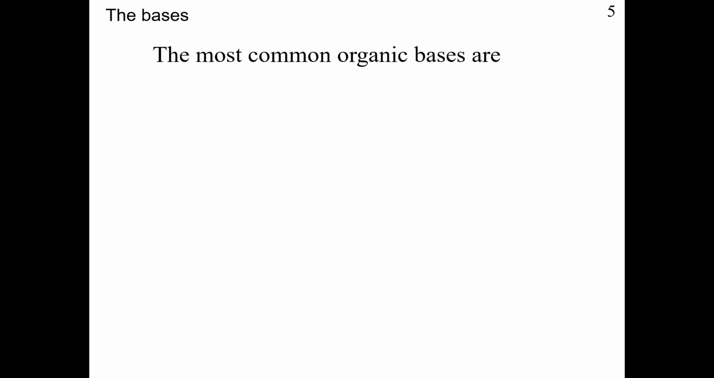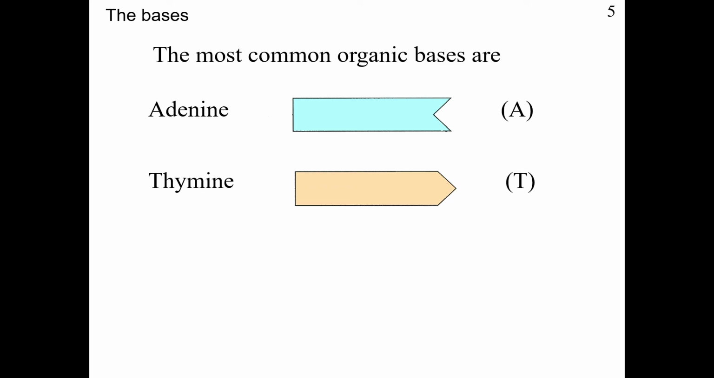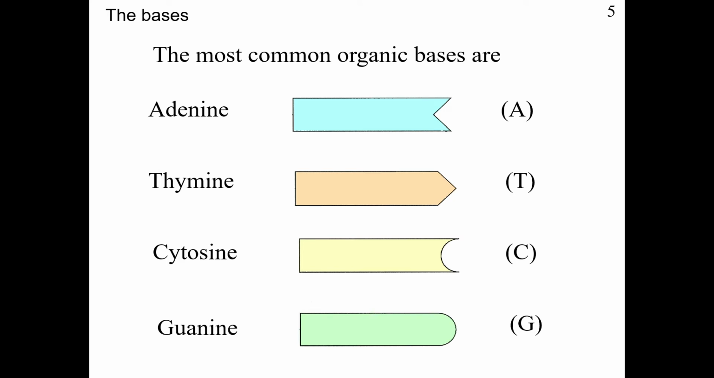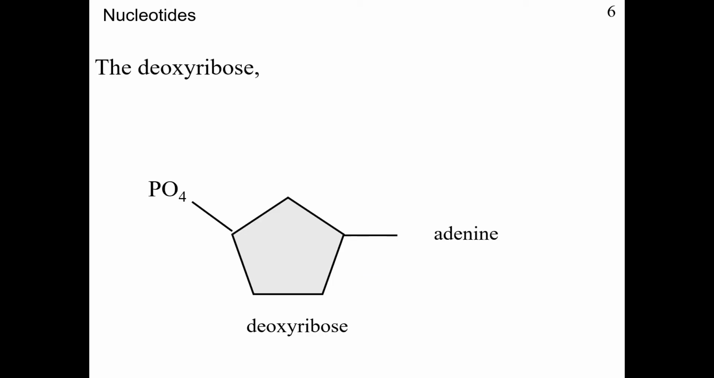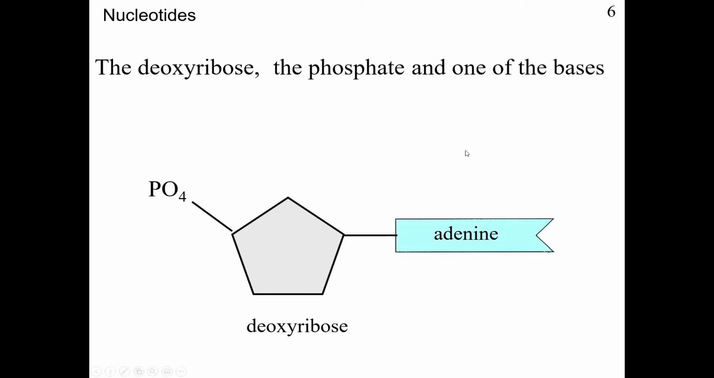So the bases, there are common ones, and the 4 that we see the most in DNA are adenine, which is A, thymine, which is T, cytosine, which is C, and guanine, which is G. Those are the 4 common organic bases that you're going to find in DNA, and they're the ones that write the genetic code. So here's deoxyribose and the phosphate and one of the bases. So over here we've got our phosphate and we've got our sugar, and then here's our base, adenine. And they make 1 nucleotide.